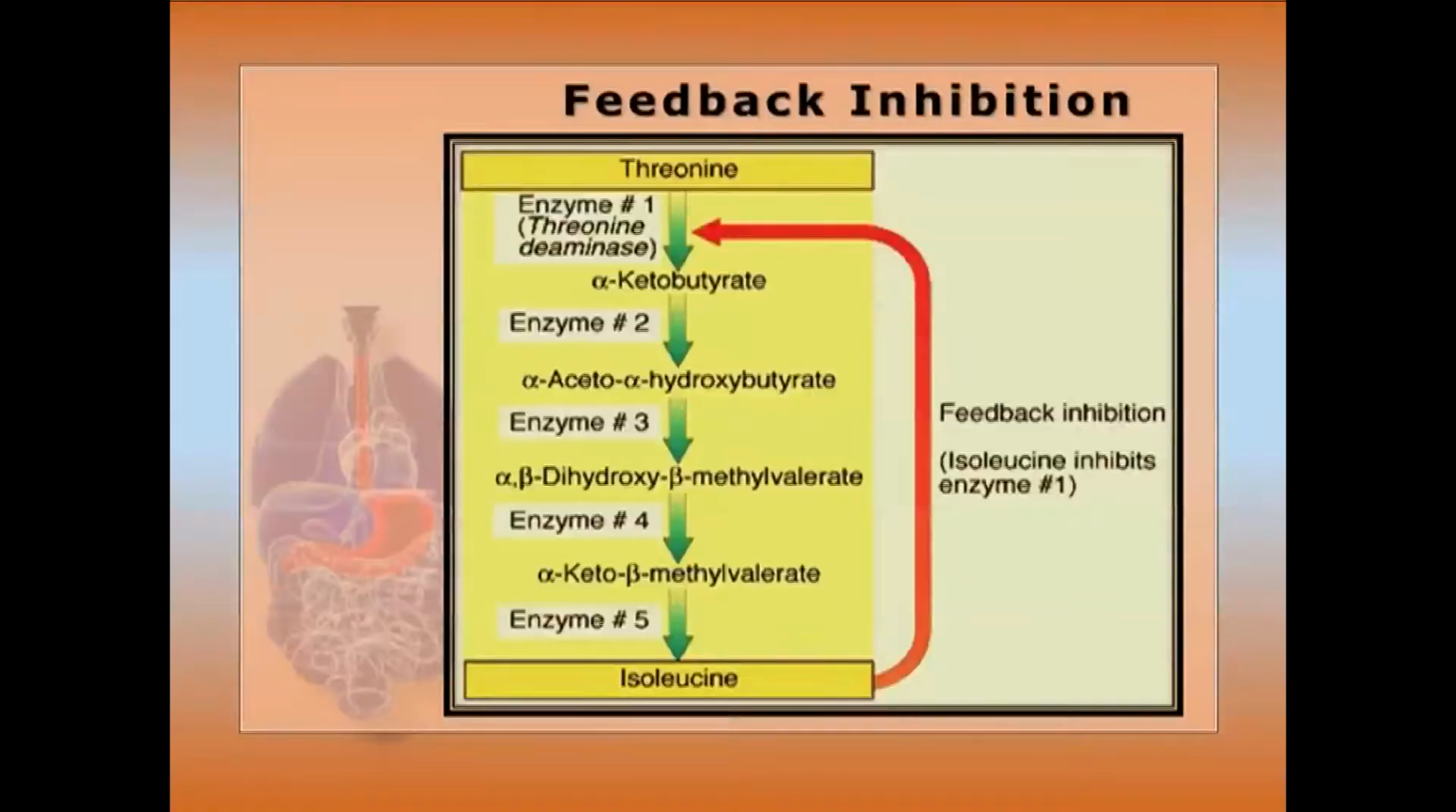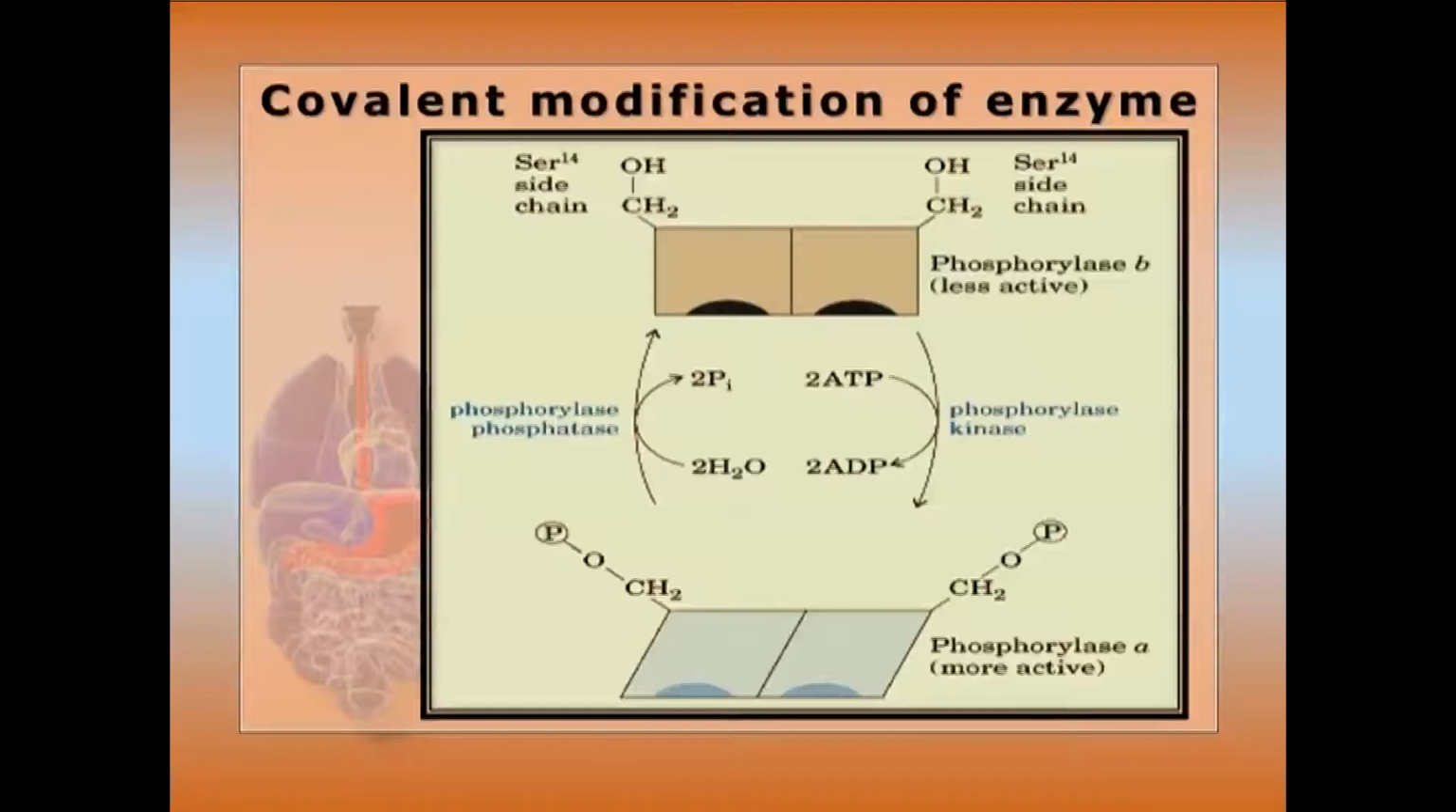Here, from the threonine, the conversion to the isoleucine is a multi-step process, but the isoleucine itself can inhibit the first enzyme, threonine deaminase or dehydratase, which helps to convert threonine to alpha ketobutyrate. So this is called feedback inhibition. Covalent modification of the enzyme.